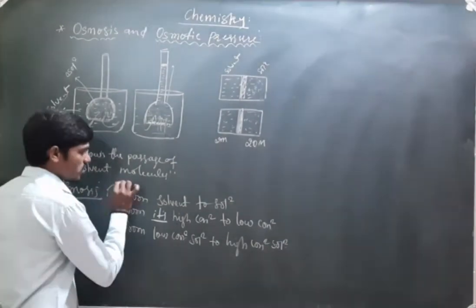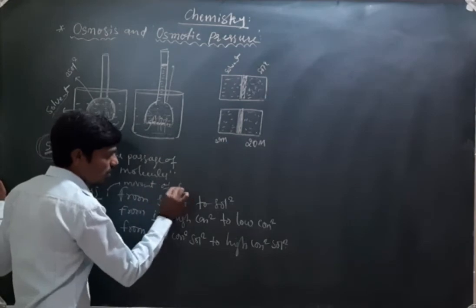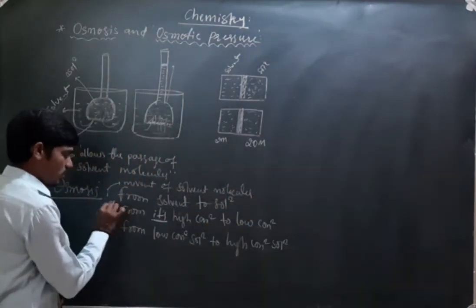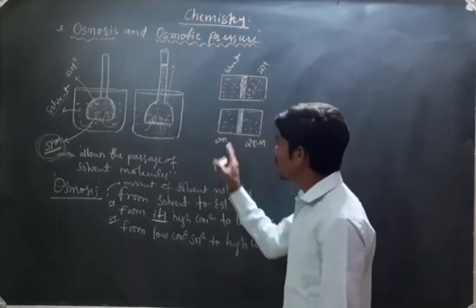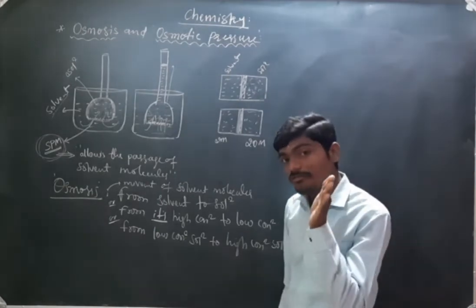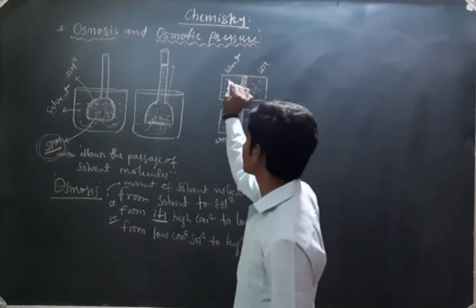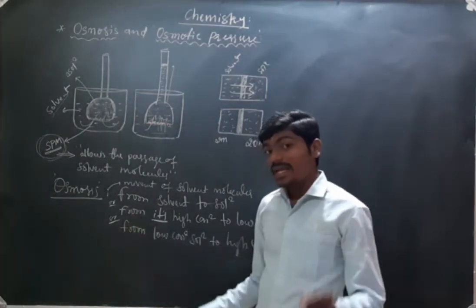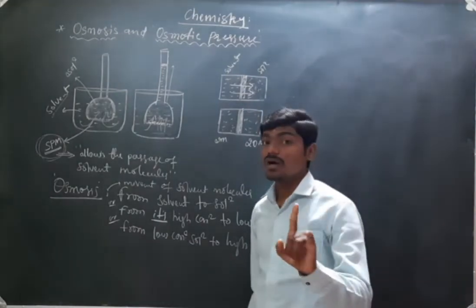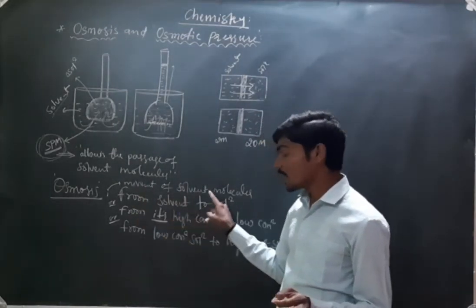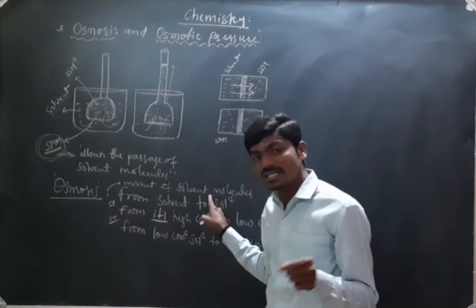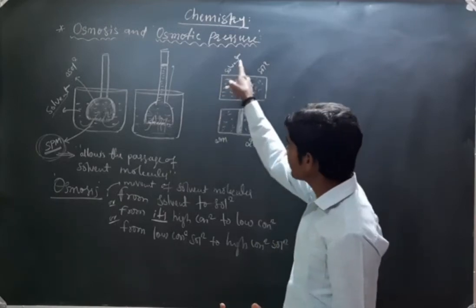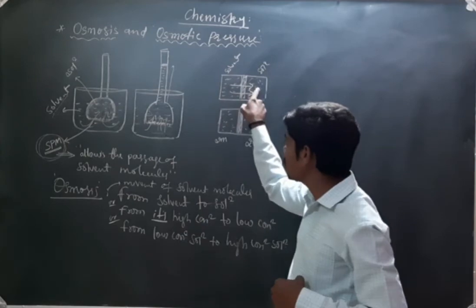Osmosis is the process of movement of solvent molecules from solvent to solution. So this is the direction, from solvent to solution. Because of the second line, from its high concentration, that means which one? Water, that is the solvent. High concentration means where the solvent concentration is more. So here the solvent concentration is more. So the movement of solvent molecules is from its high concentration to low concentration.